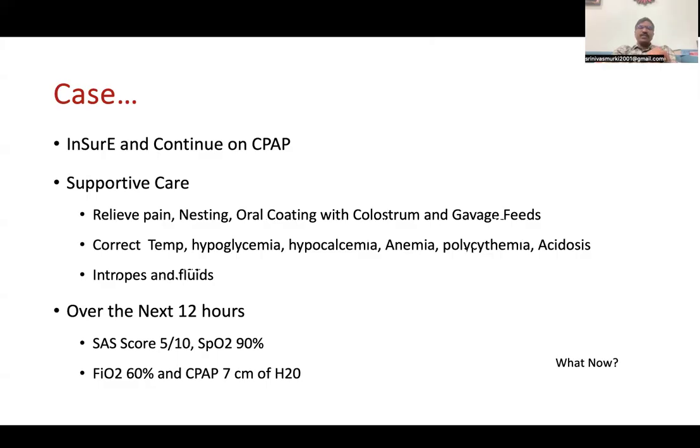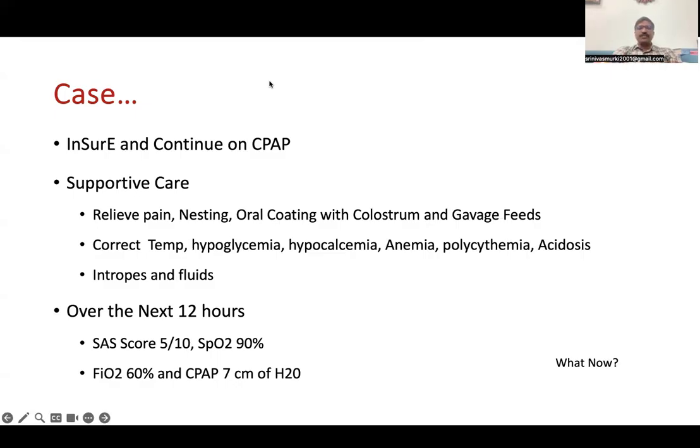After this, over the next 12 hours, you can see that the SA score has come down. The baby was maintaining saturation of 90% on FiO2 of 60% and pressure of 7. You can continue CPAP for this baby, but since the baby continues to have a SA score more than 3 even now, you have a choice. What do you do now? You've already given 2 doses of surfactant. Baby continues to have retractions, is maintaining borderline saturation, you've taken care of all the supportive care, and you know that the CPAP is being delivered to the lungs. So what do you do now?